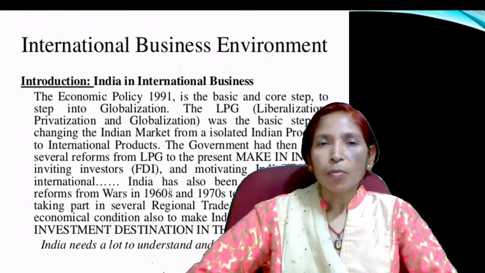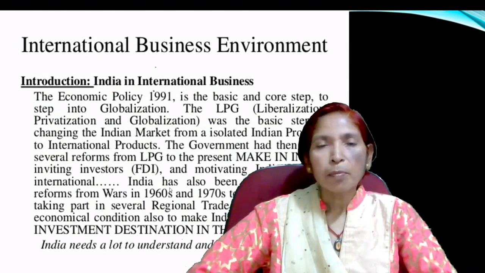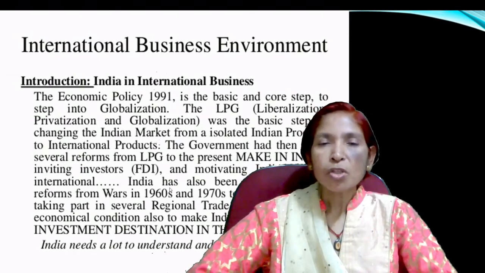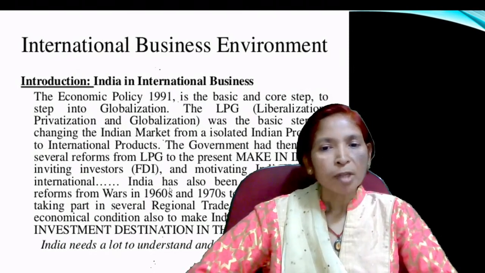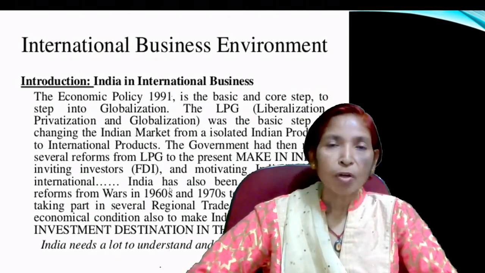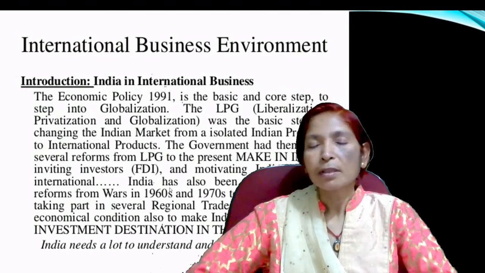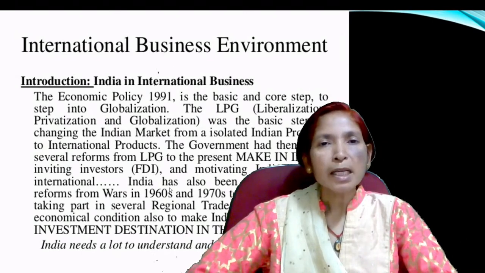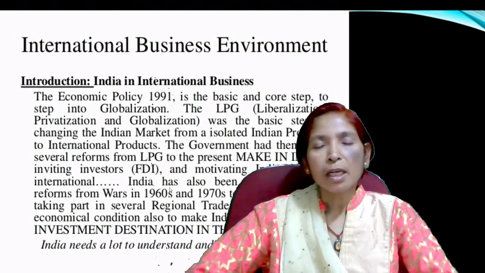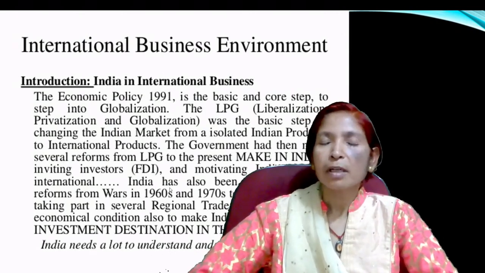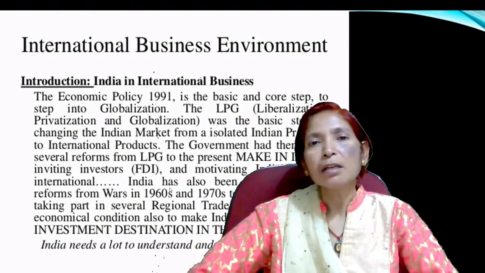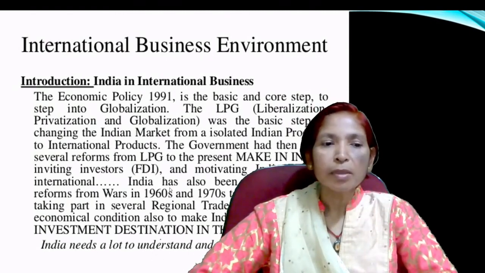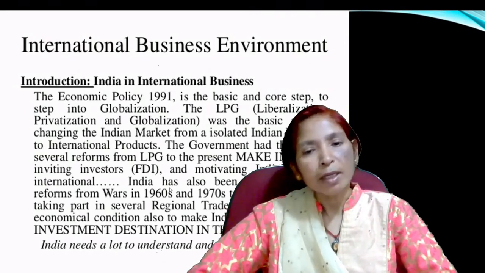With the help of FDI, most multinational companies can bring their own capital and their own technologies and start their business enterprises in developing nations, where most of the world population lives, and motivate Indians to go international, because globalization is an integral relationship with the rest of the world. In 1991, India adopted this policy to liberalize its economy, to globalize the economy, and to increase its relationship with the rest of the world, so that trade can easily flow between different nations. India has also been a country making reforms, from wars in the 1960s and 1970s to a peace lover.